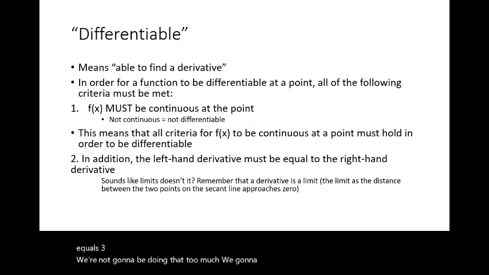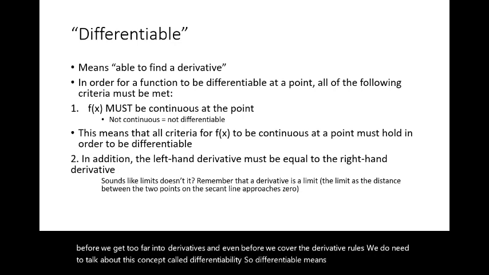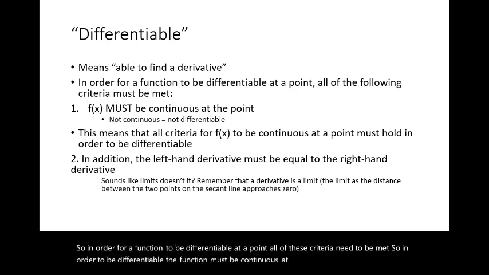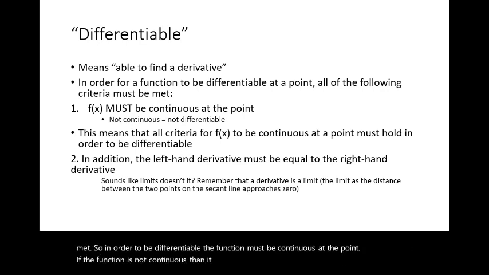Now, before we get too far into derivatives, and even before we cover the derivative rules, we do need to talk about this concept called differentiability. Differentiable means able to find a derivative. In order for a function to be differentiable at a point, all of these criteria need to be met. First, the function must be continuous at the point. If the function is not continuous, then it is automatically not differentiable.